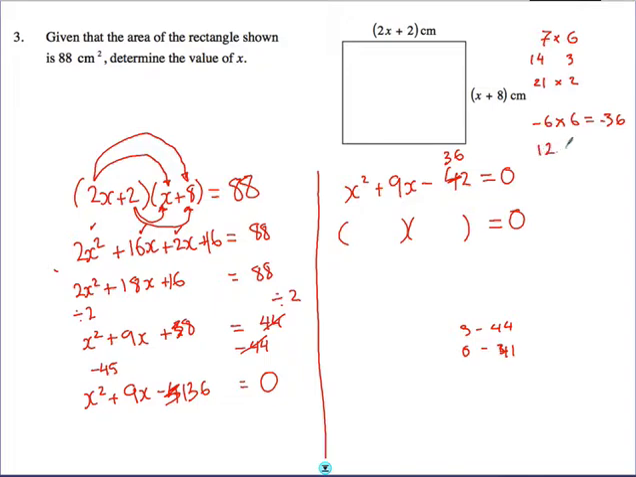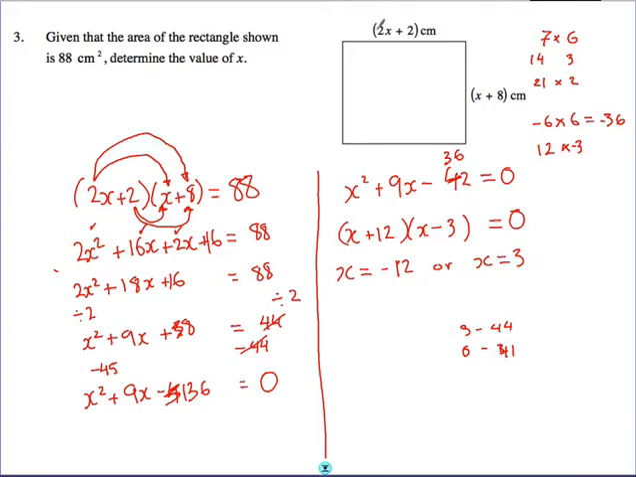I figured it out. It's 12 and 3. And that's 12 and minus 3. So x plus 12 and x minus 3 is equal to 0. So x is minus 12, or it could have been x is 3.